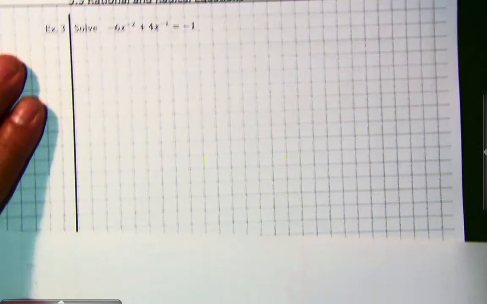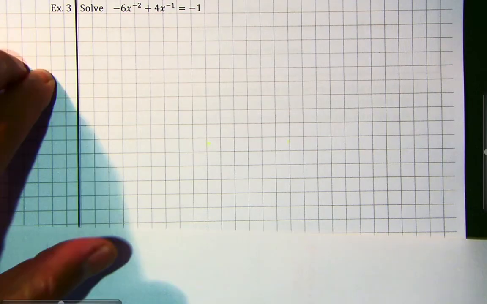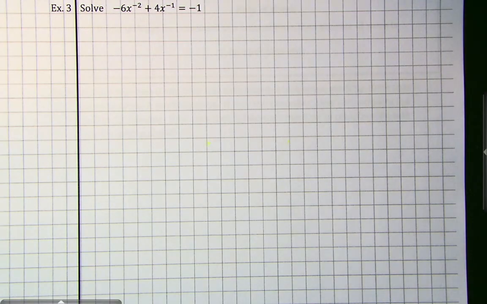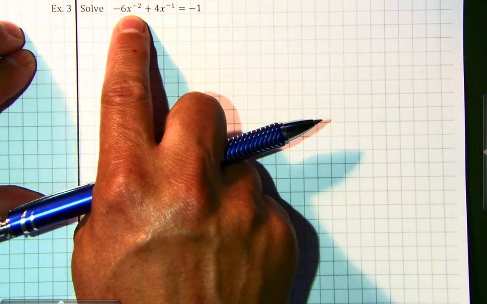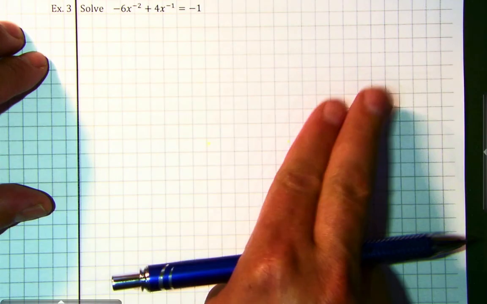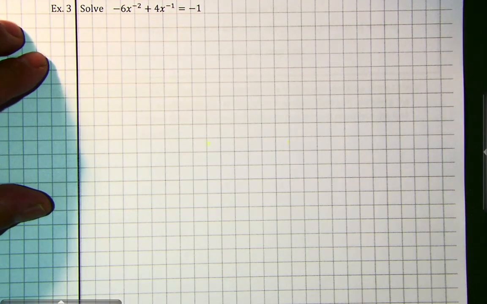Let's go to example number 3. Go and write it down. And see if you can rewrite it without the negative exponent. See what you get. Go and pause it, and we'll start once you're ready.